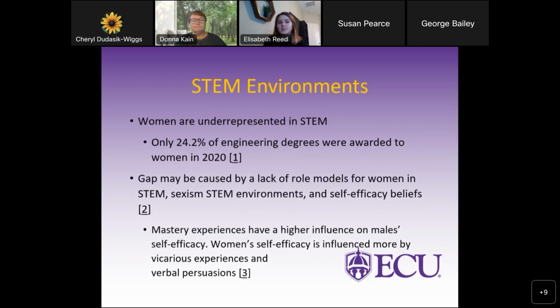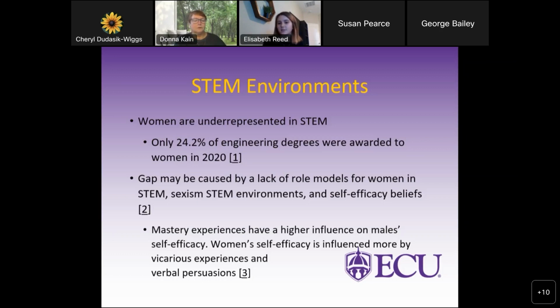According to the Society of Women Engineers, only about 24% of engineering degrees were awarded to women in 2020. Now, I do also want to say that this number is going up, but it's still relatively low. So this gap may be caused by a lack of role models for women in STEM, sexism in STEM environments, and self-efficacy beliefs. Now, I really want to talk about self-efficacy beliefs because these beliefs are what informs confidence.